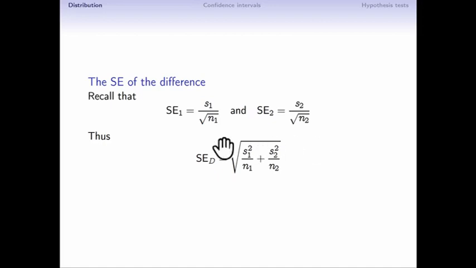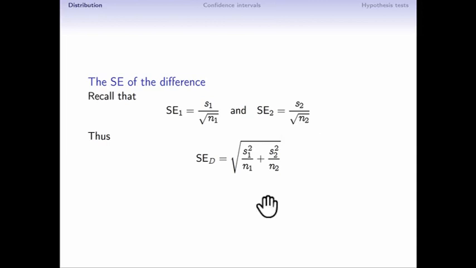So if we use our Pythagorean idea, if we want to get the standard error of the difference, we have to square this one, and add them together, and then take the square root. So we can see that the standard error of the difference is going to be S1 squared over N1 plus S2 squared over N2, all inside of a square root. So that's a fairly simple formula to work with for the standard error of the difference.